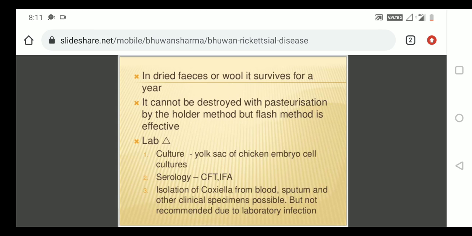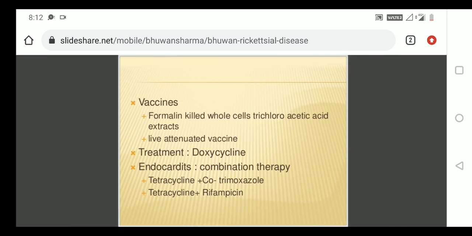So we'll be using only the cultures, serologies, and isolation of Coxiella from the blood, sputum, as well as the stool of the person. And for vaccination, formalin-killed whole cell and trichloroacetic acid extract we can use as a vaccination, and it is a live attenuated vaccination.